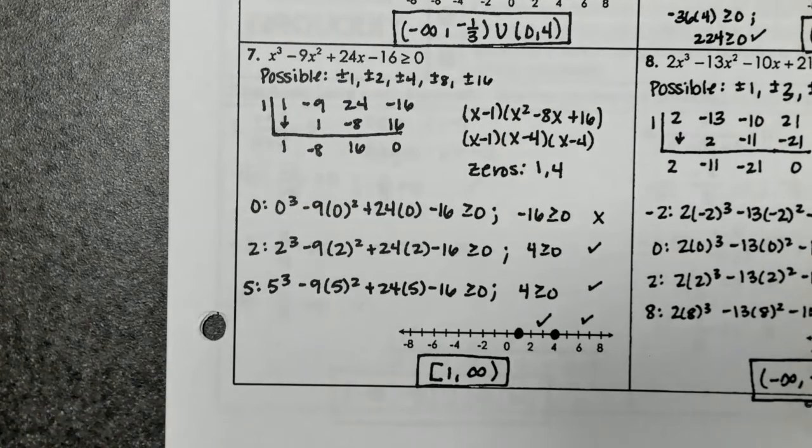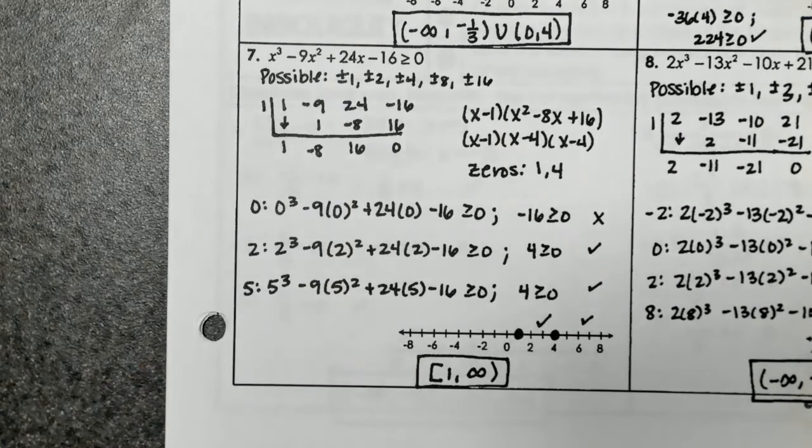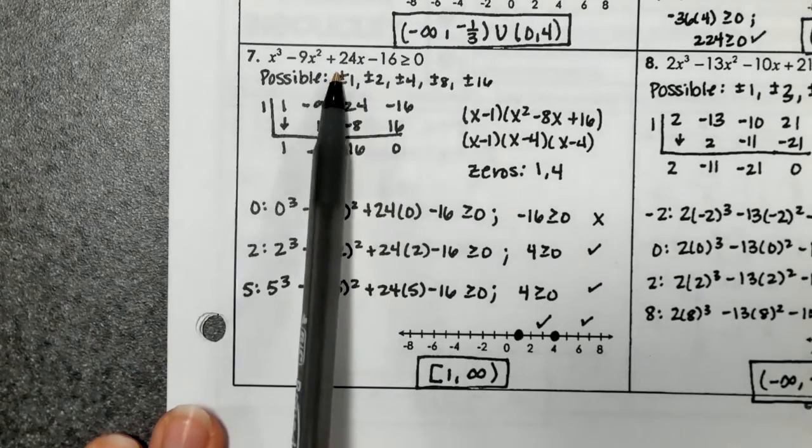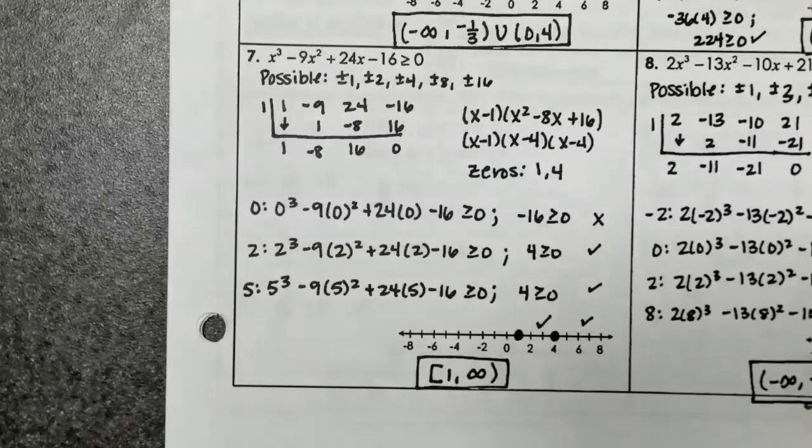So another way to do it would be to attempt to factor by grouping. I haven't tried it for this, so I don't know if it works or not. On some of them, it might work. That might save you a bit of time.